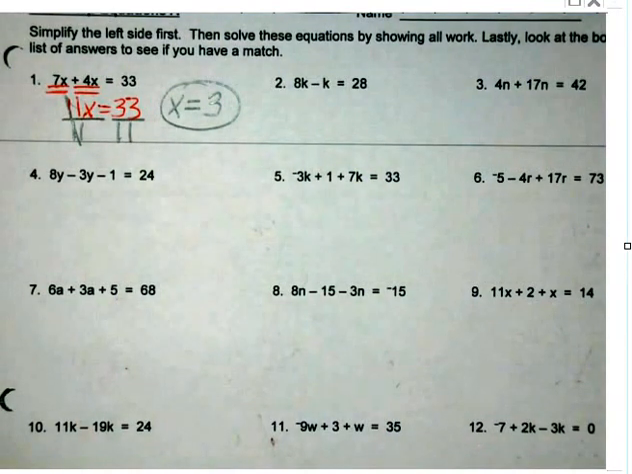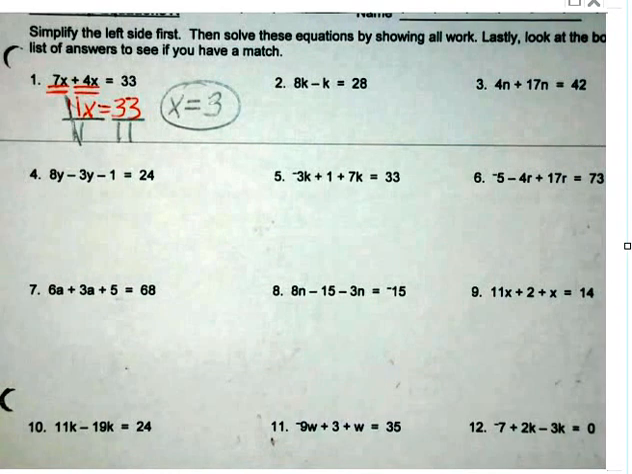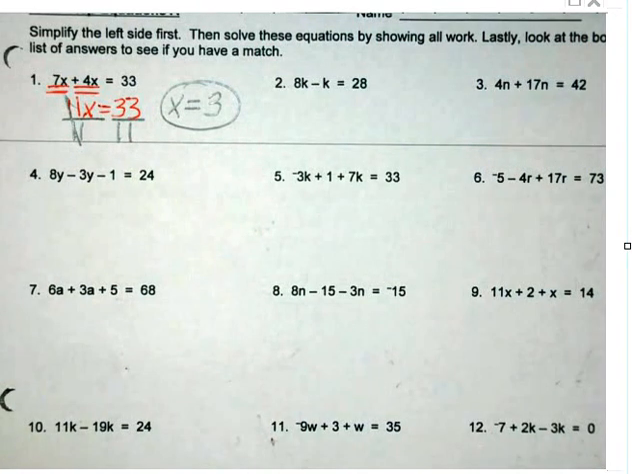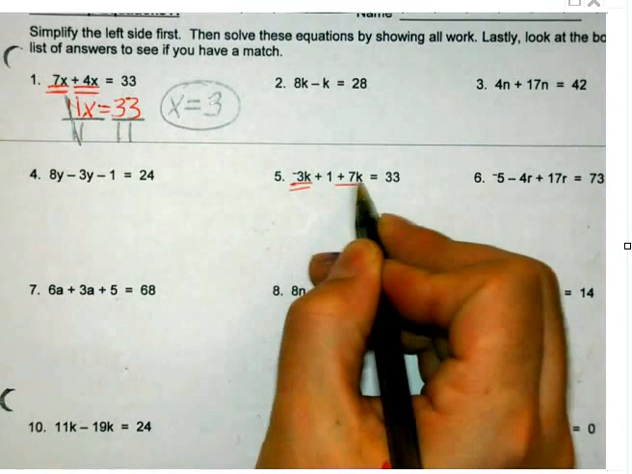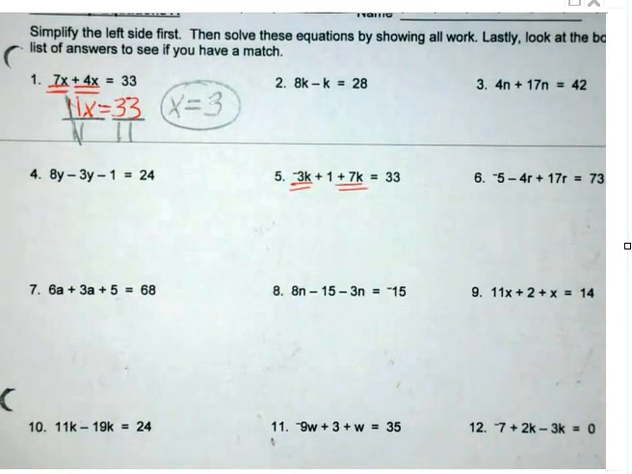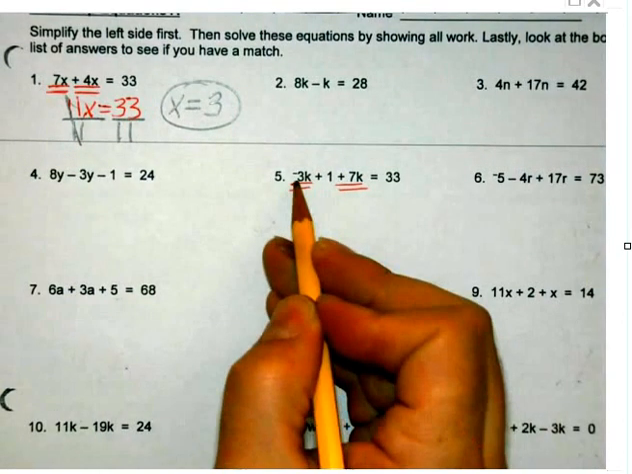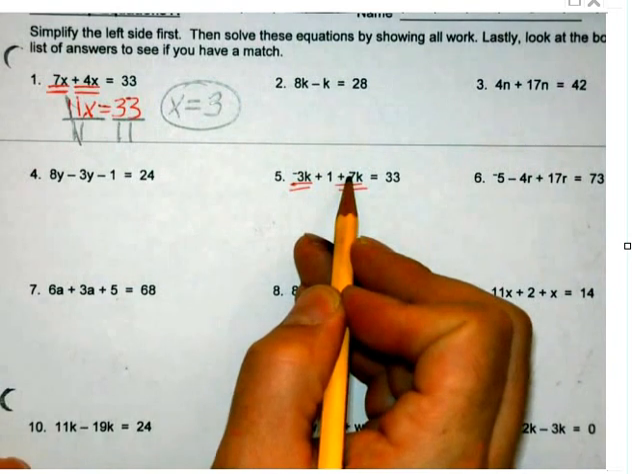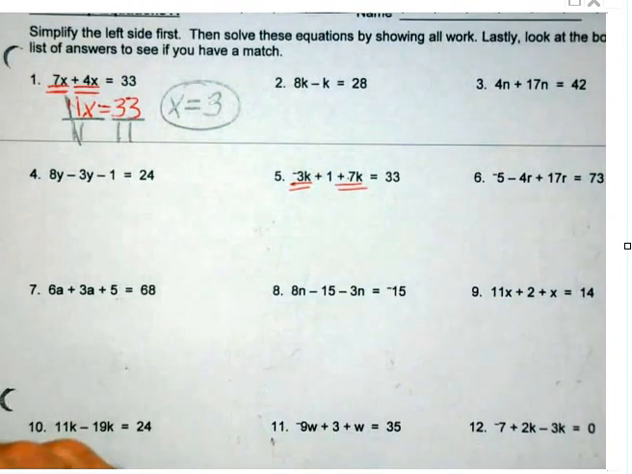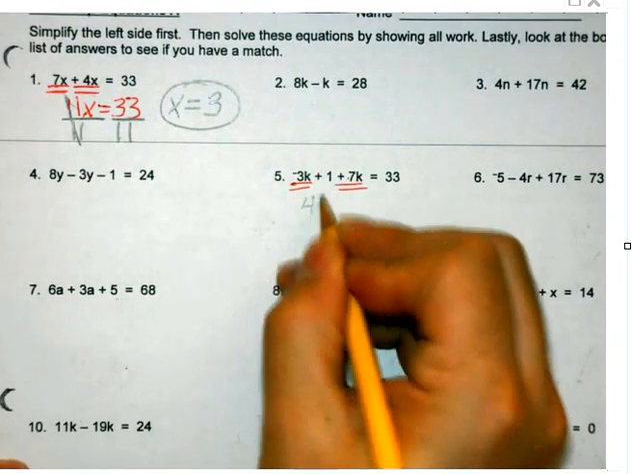And that just is going to keep going through these. So for instance, let's say I was doing number 5. Find the k's that are alike. What's negative 3 plus 7? 4k.